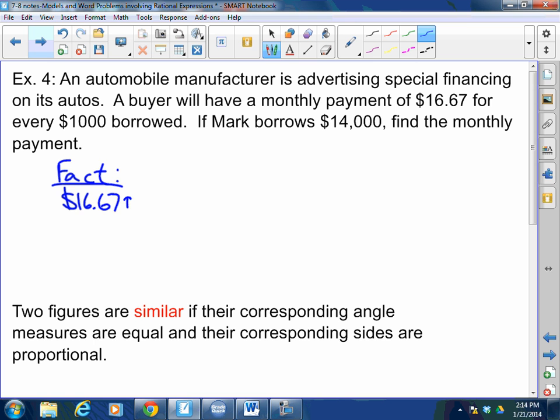$16.67 payment, right, for every $1,000 borrowed. Why am I bothering to put all these little labels? You know which dollars we're talking about because we're going units to units. So it can be kind of hard if you don't do that.